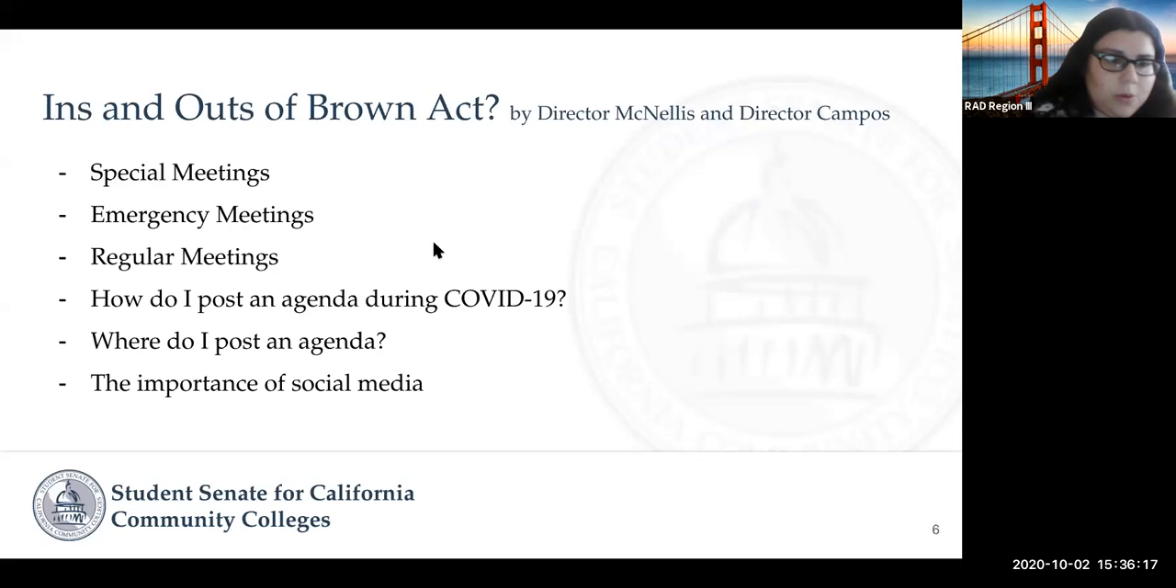Moving on to, where do I post an agenda? So let's say we're in real time. One place you would want to post your agendas to be in accordance with the Brown Act in regular, normal times, when we're back on campus, would be, one, outside the location of the meeting. Two would be, again, on the website. That's super important. Within my work with Region 3, I have noticed that a lot of colleges are not compliant with that. That is something you want to avoid.